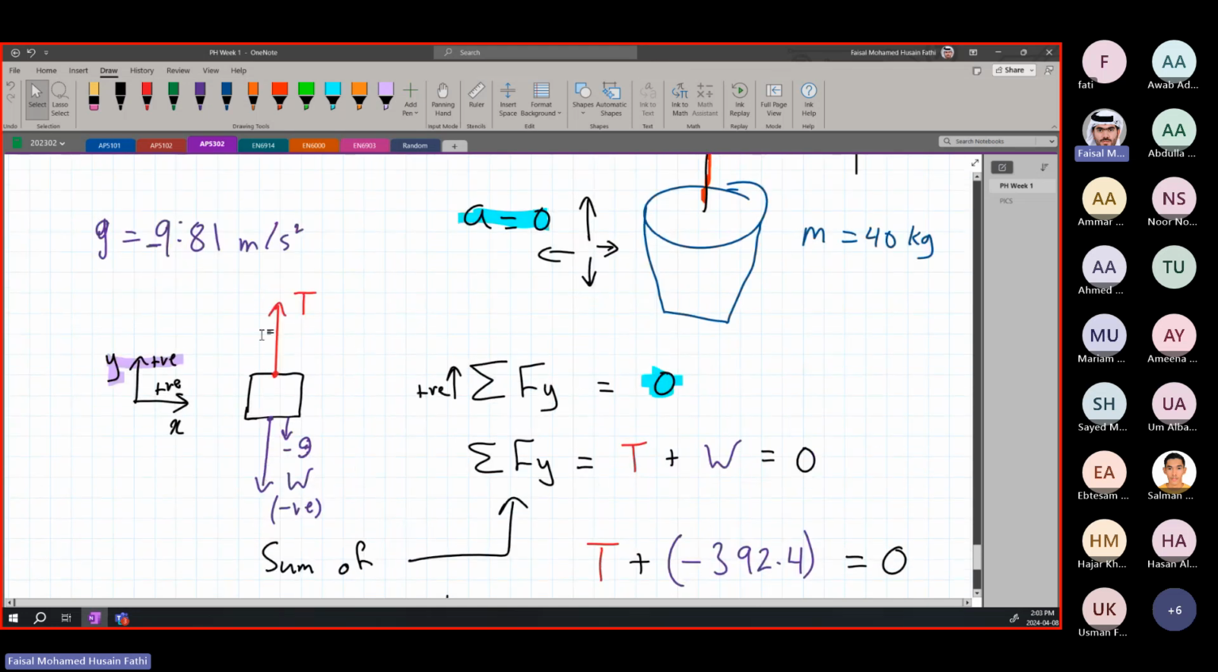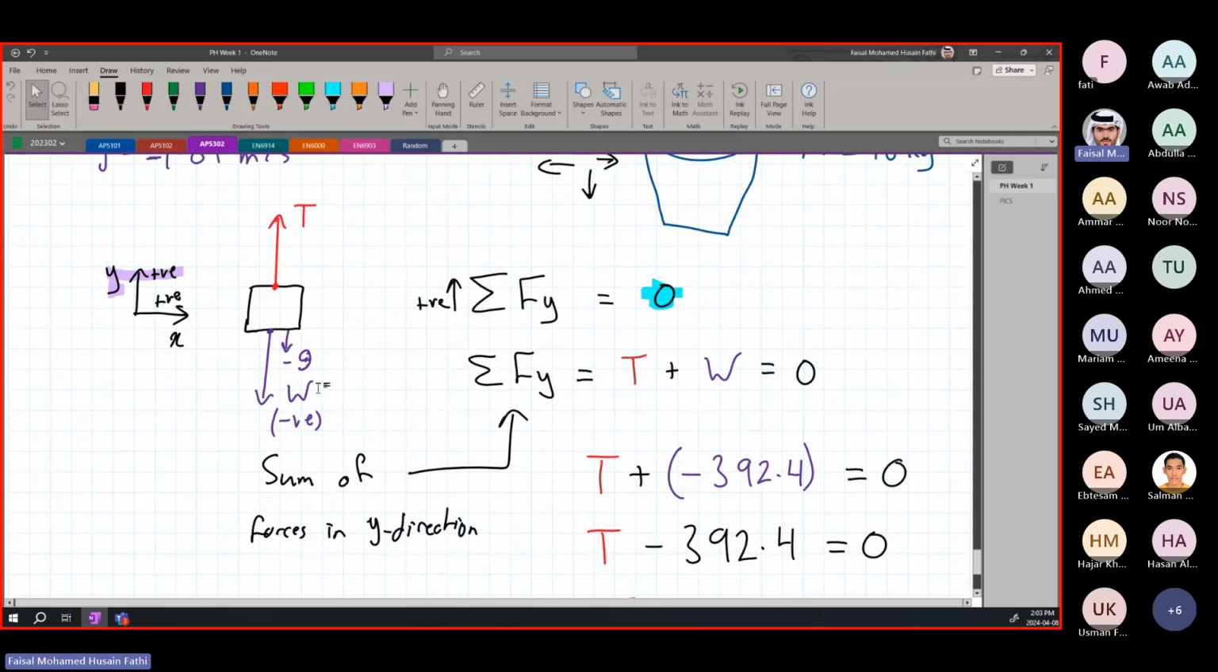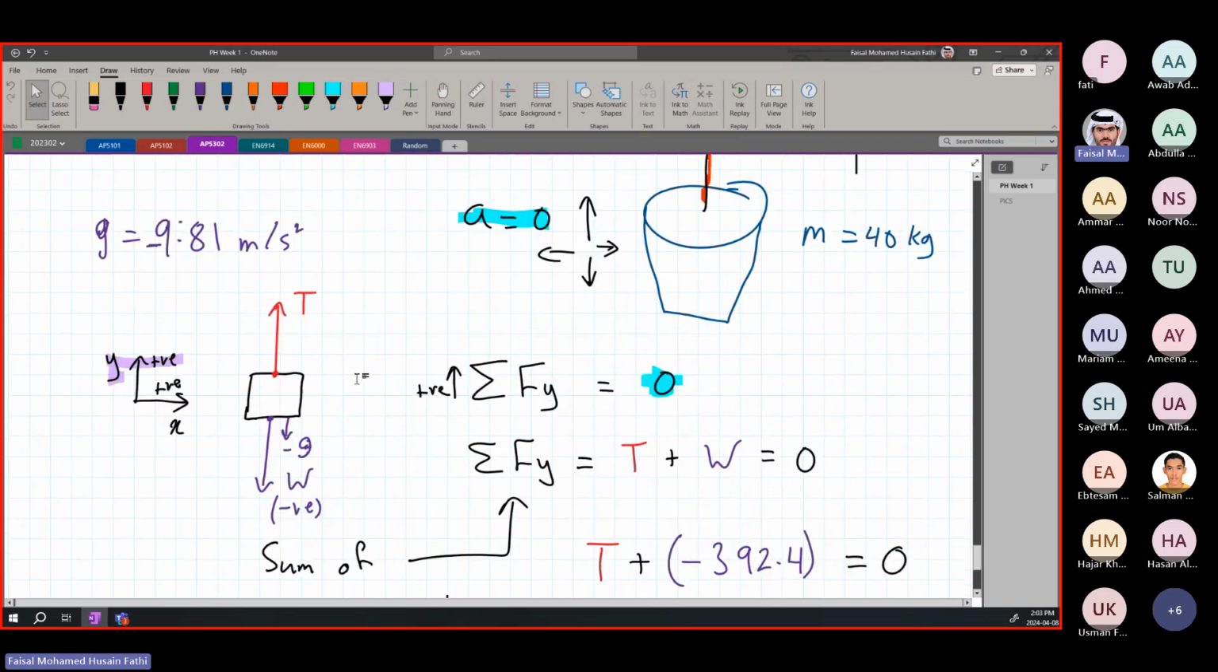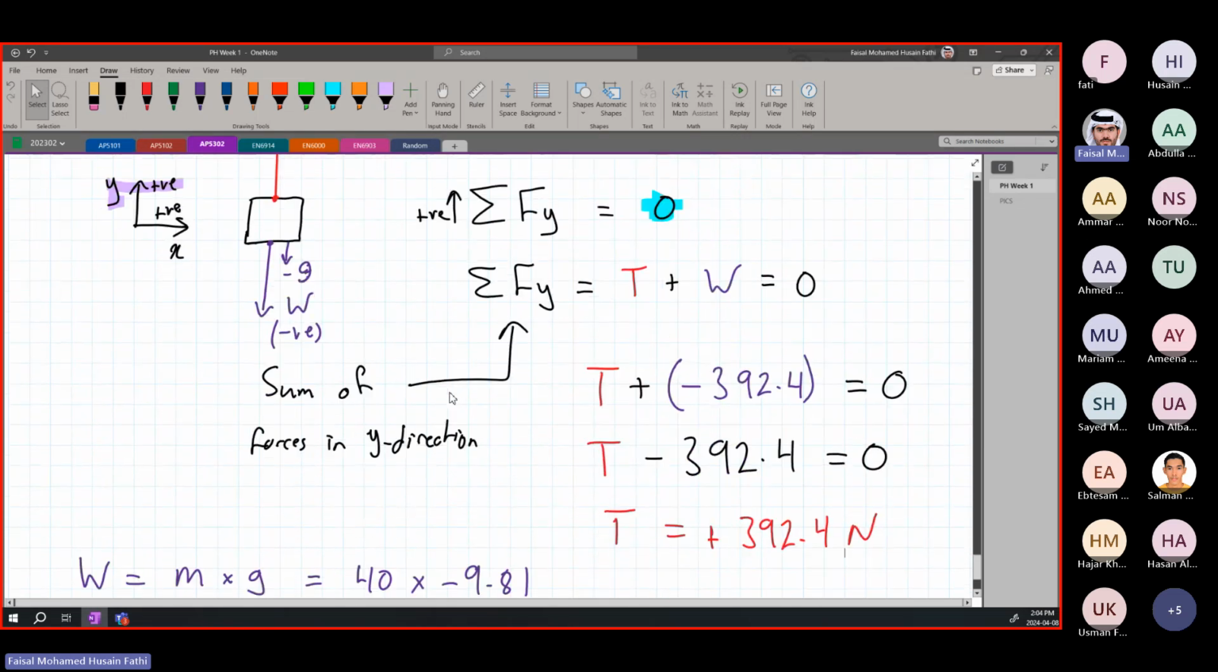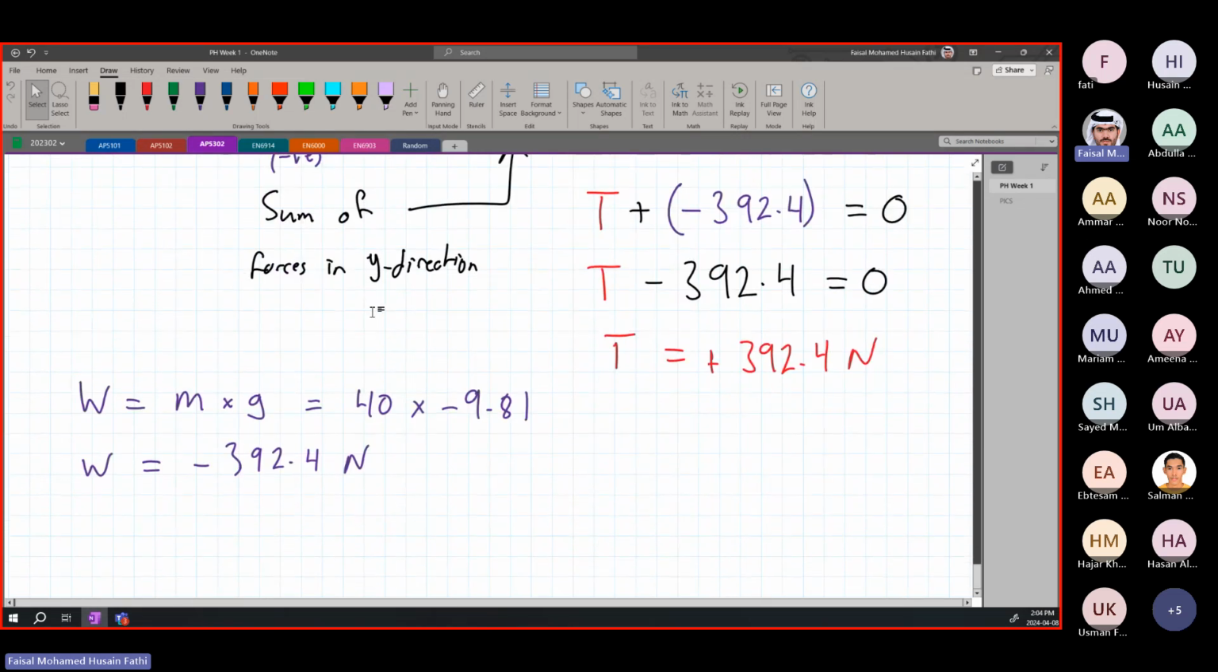Since there's no acceleration, the tension, the force upwards, has to be equal to the weight of the item. All right? This is just a very simple problem, very direct. Any questions about the basics here?